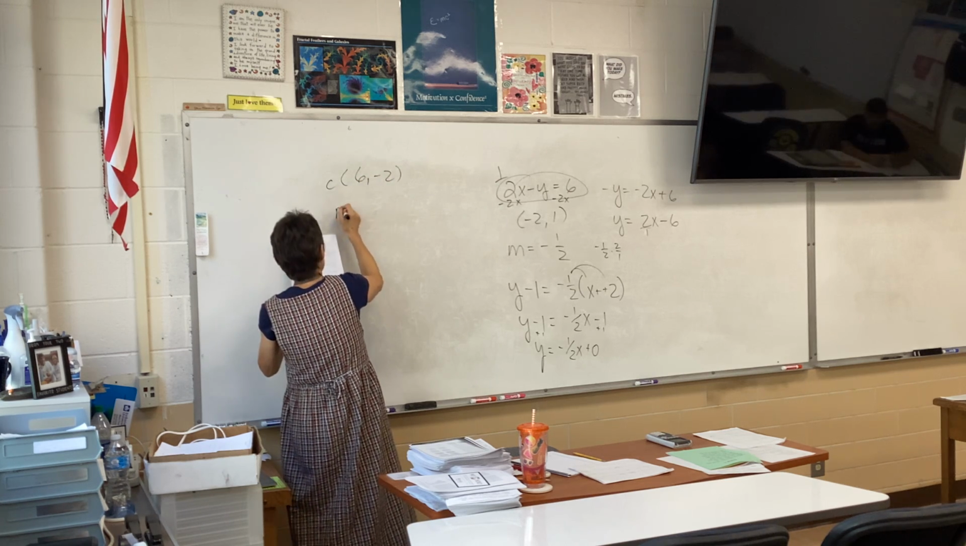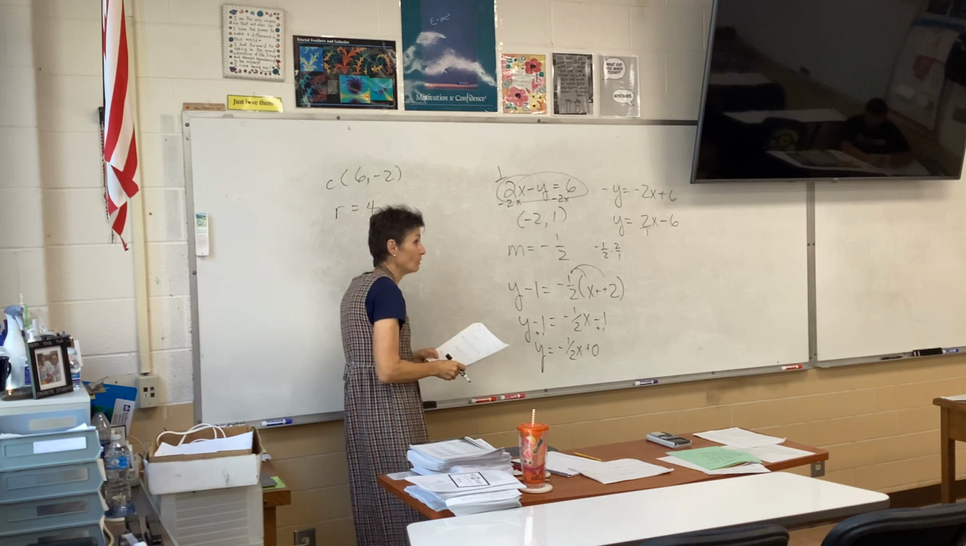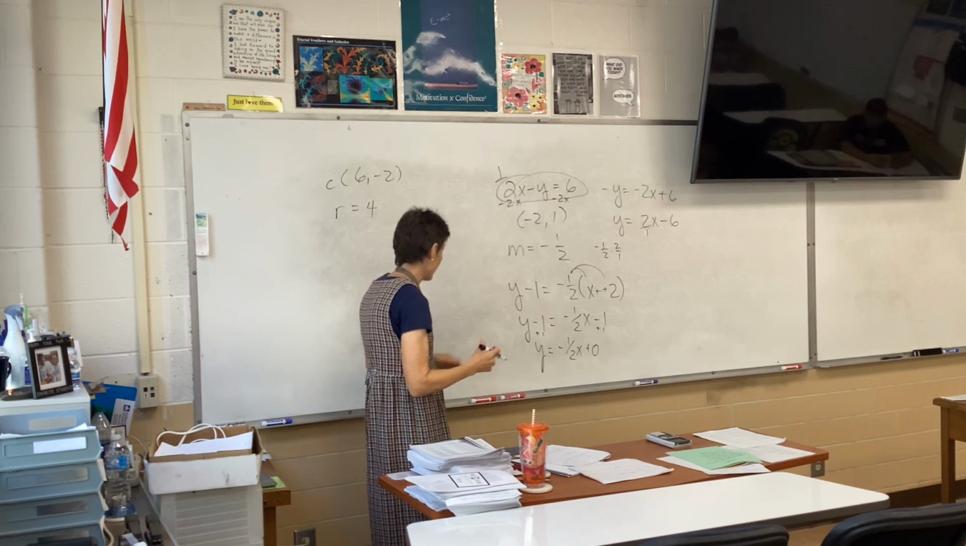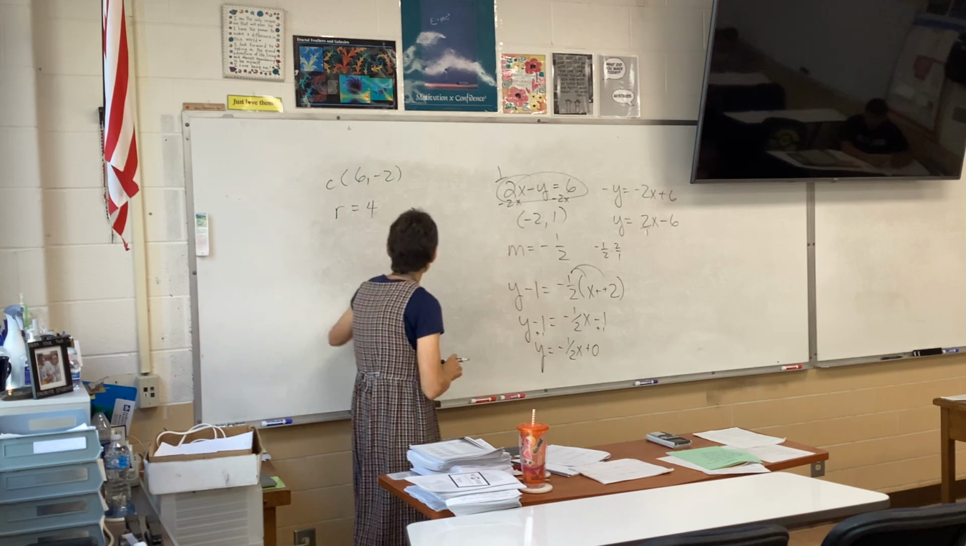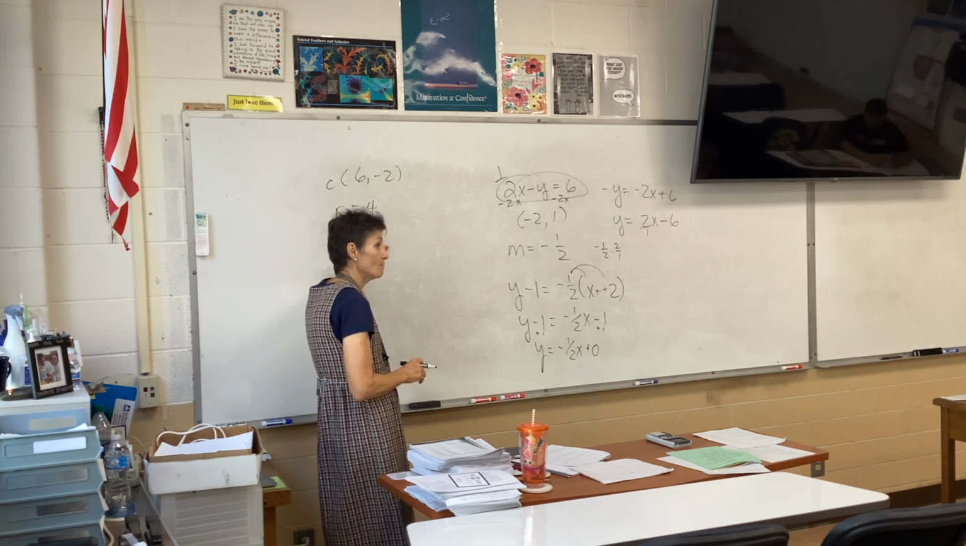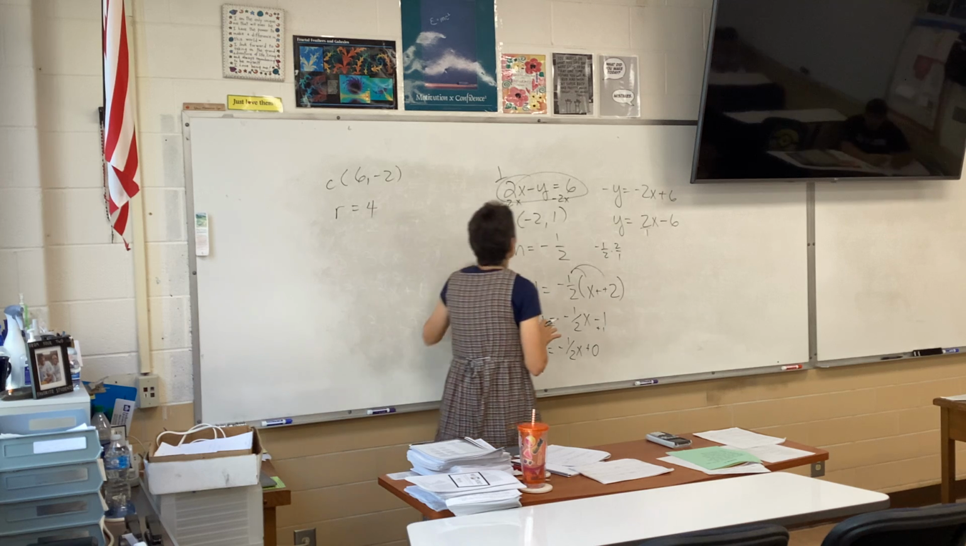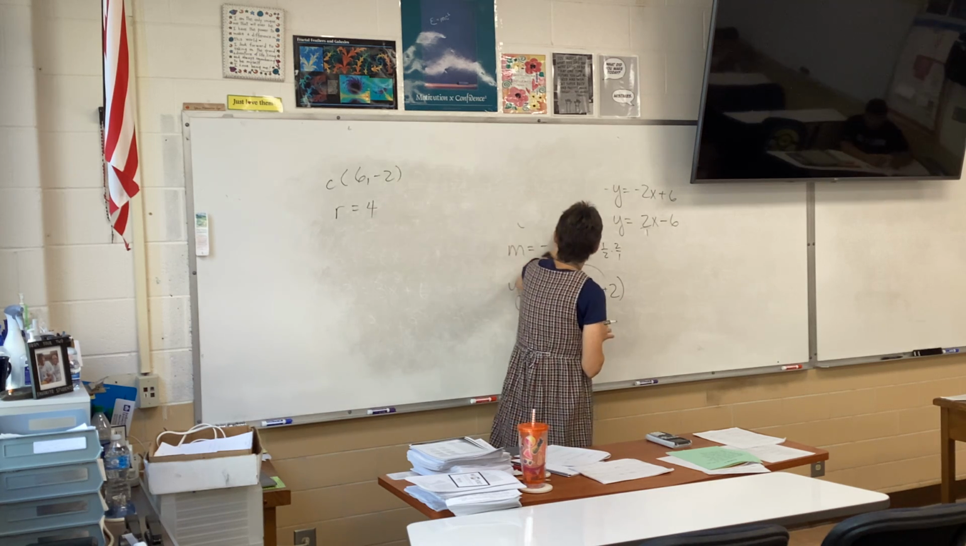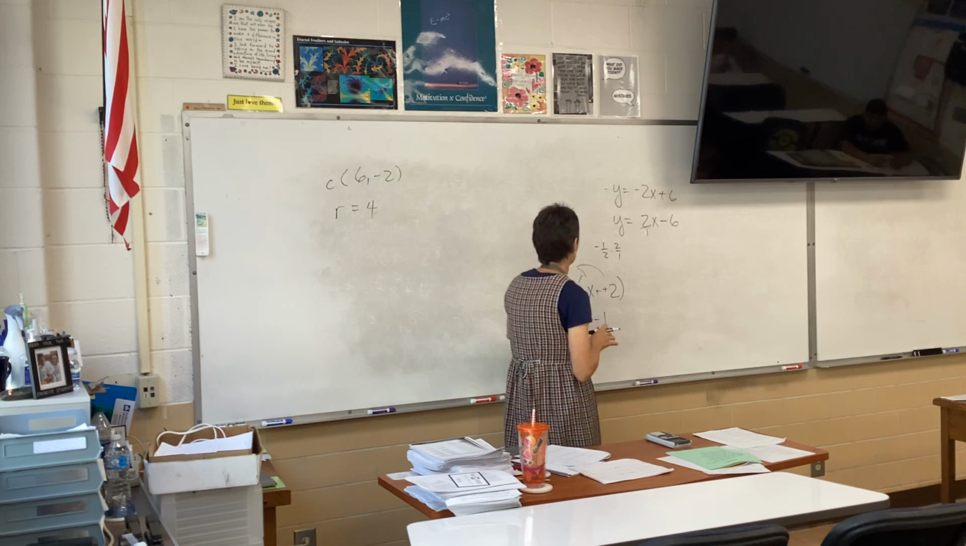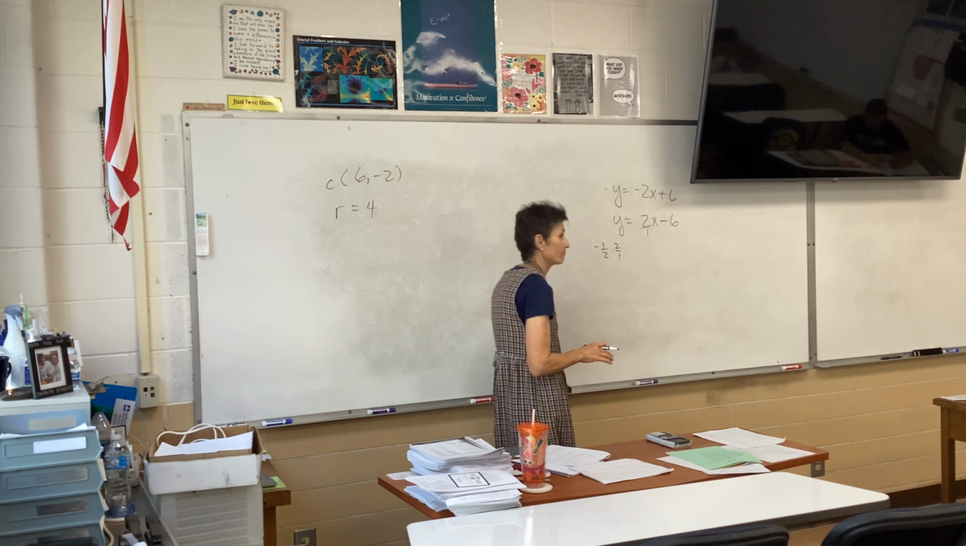Well, pi r squared is the area of a circle. So if I needed to know the area of my circle, I absolutely could do it. I know the radius is 4, so pi r squared would be 16 pi. That would be the area of the circle. That isn't quite the question, Gio, but you could certainly do that. All right?